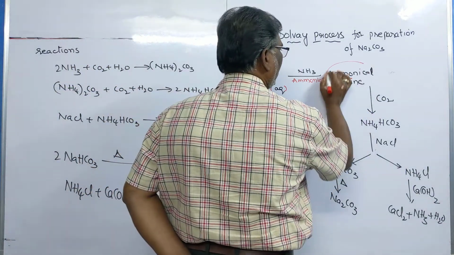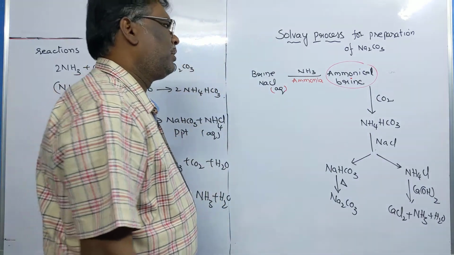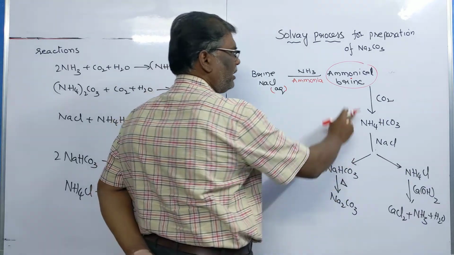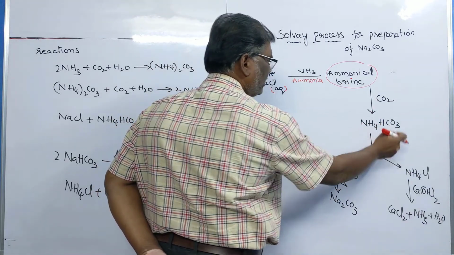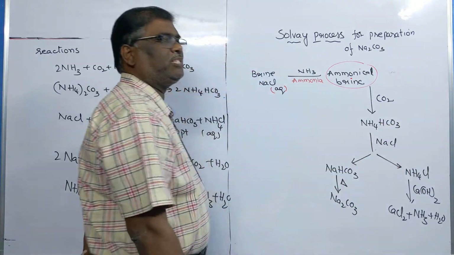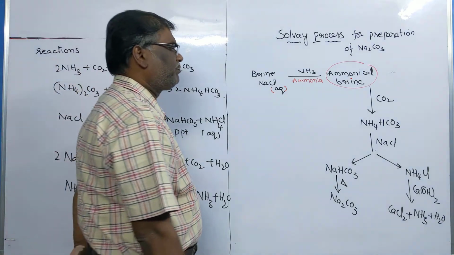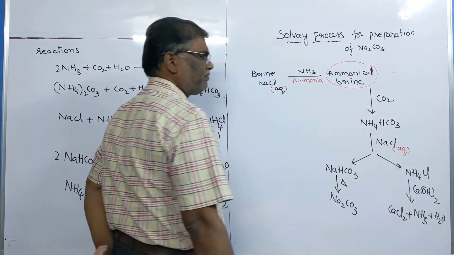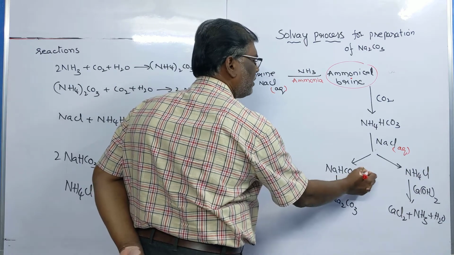Now over this one, carbon dioxide gas is passed. When carbon dioxide gas is passed over this one, reactions take place to form ammonium hydrogen carbonate. Now this one is treated with brine solution. Then there will be formation of a precipitate.